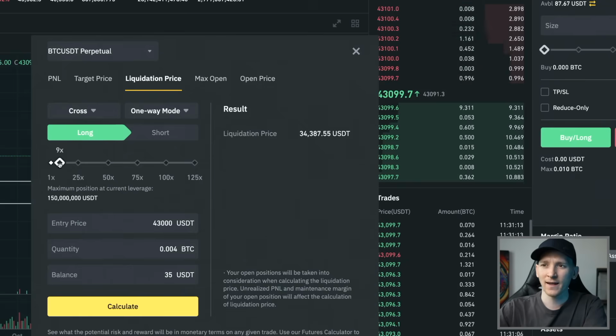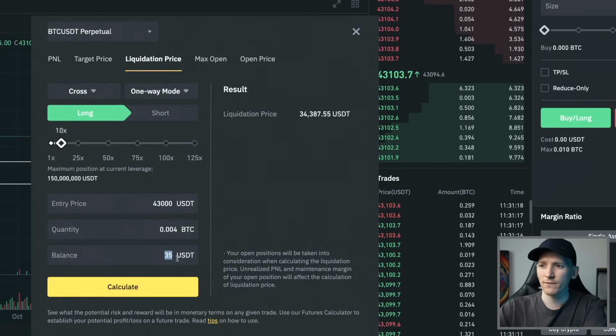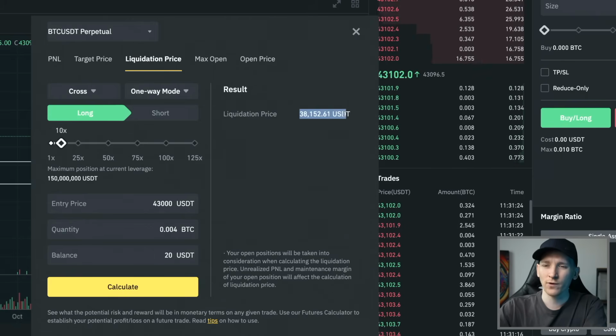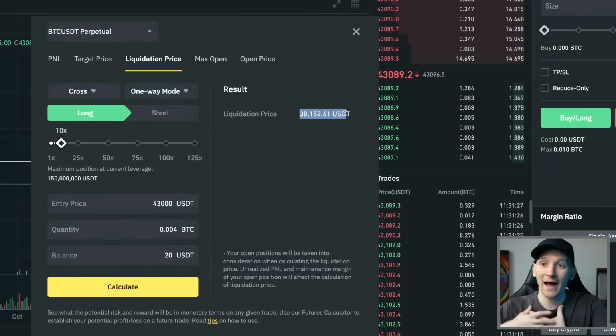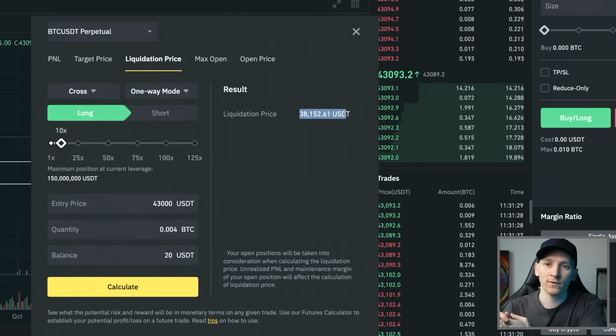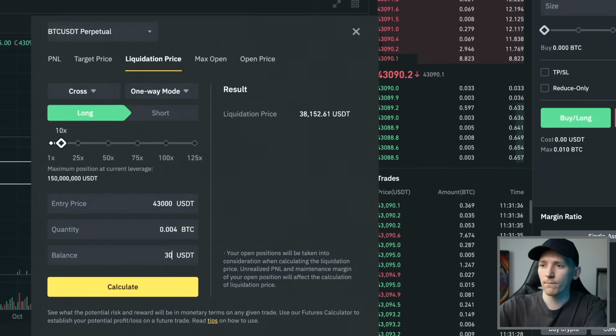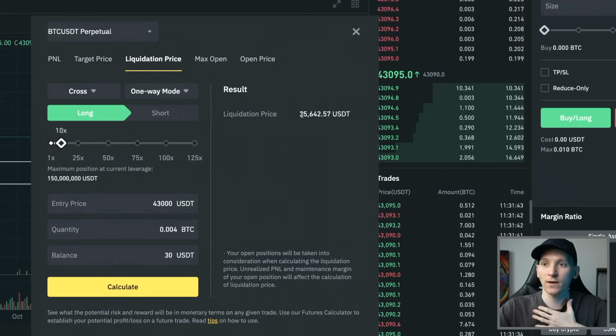How about if we go to 10x leverage, press calculate. That's absolutely fine. Let's put $20 in, calculate. Now the liquidation price is 38,152. This is slightly above our own stop loss. So we're taking too much leverage or too much risk here. What you can do at that 38,000 is put more money into the balance, and that puts your liquidation price below our stop loss. That's fine because we know that we're getting out at 38,000.